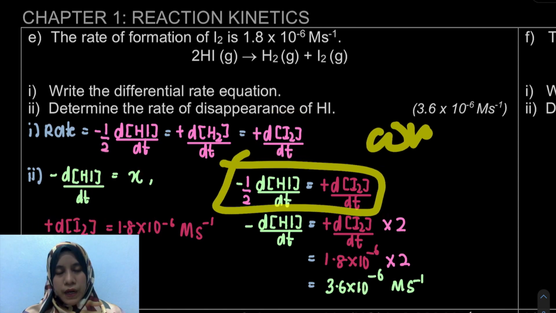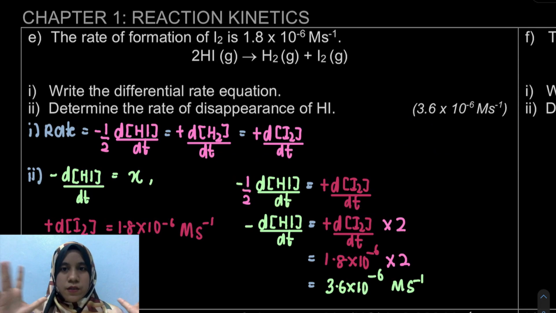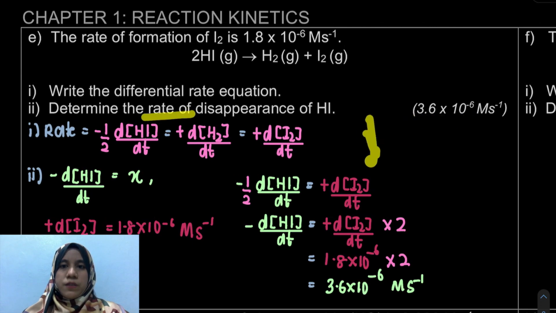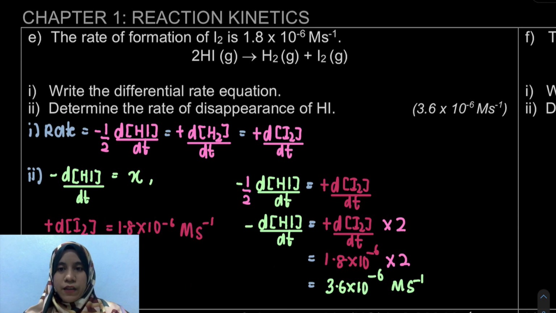Bila kita compare, when we're comparing it, then we're going to include the ratio from the equation itself. Okay, so but then, even though it is the rate of disappearance, why is the answer positive? Because for the concentration, the same as time, it will always be a positive value. Negative ni just to show that the concentration is decreasing.